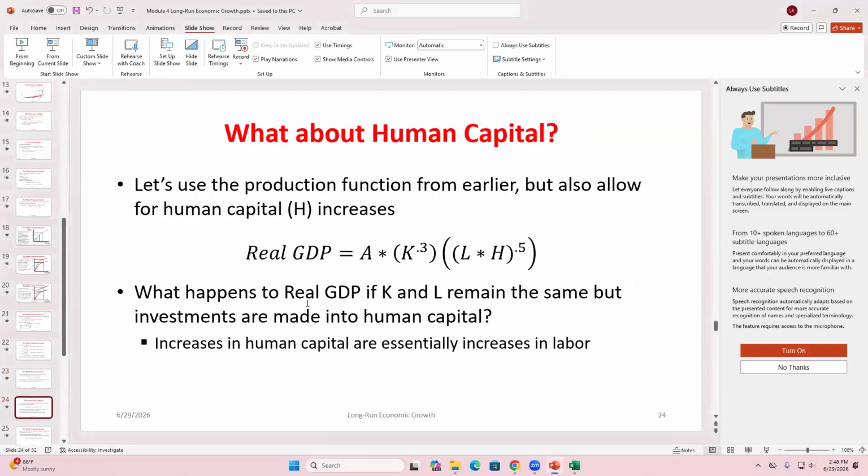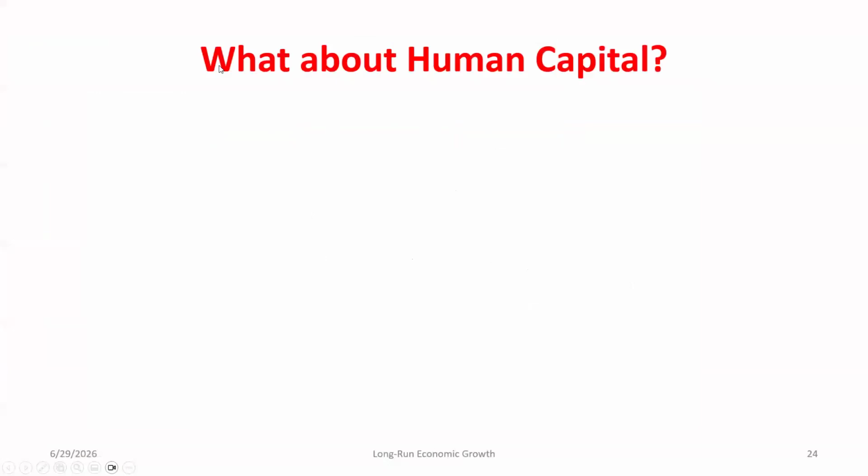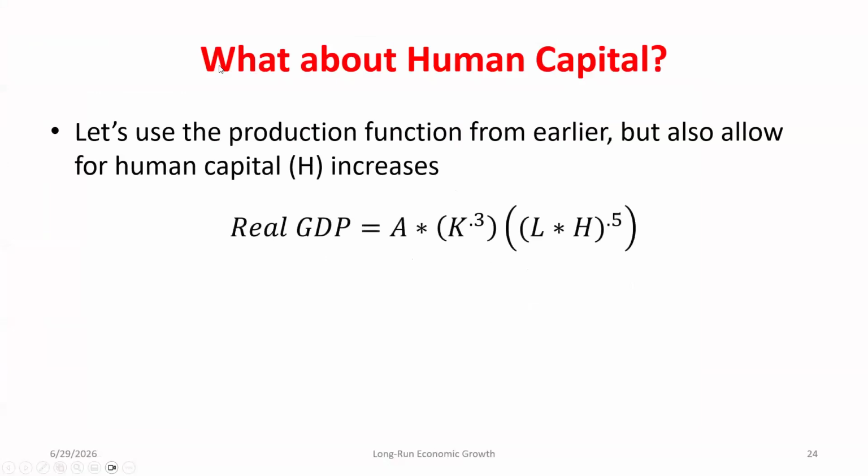So let's think about some other examples. What if instead we also factor in human capital? If I'm now factoring in human capital, our production function is going to look very similar to before, but we're going to be multiplying our labor by that human capital investment.